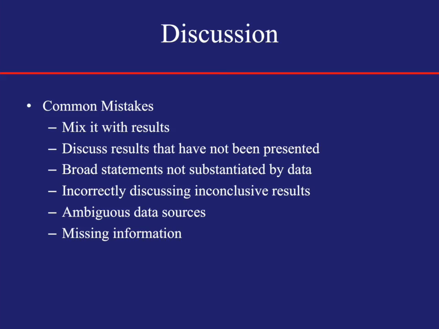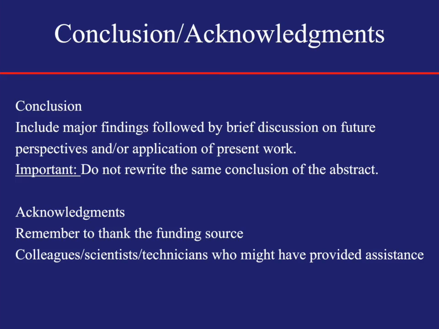Then the mistakes that are made during the discussion are those of mixing it with results, discussing results that are not being presented, making broad statements that are not substantiated by data, not discussing conclusive results, and citing ambiguous sources. So whenever you give a citation, always put a reference to that. When you get to the conclusion, just write a simple, clear and clean conclusion.